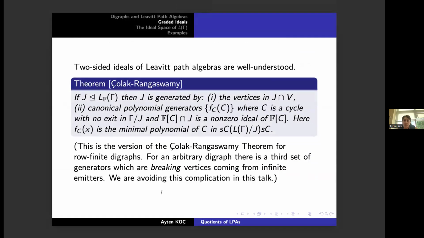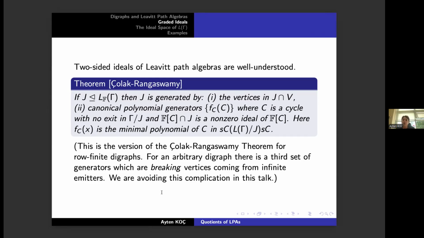Now let's mention the two-sided ideals of Leavitt path algebras. This theorem says that any arbitrary ideal J of a Leavitt path algebra is generated by the vertices in the ideal and by canonical generators, where C is a cycle with no exit in gamma over J, and f of C intersection J is a non-zero ideal of f of C. Here the polynomial is the minimal polynomial of C in the corner algebra of the quotient at the source of the cycle C.